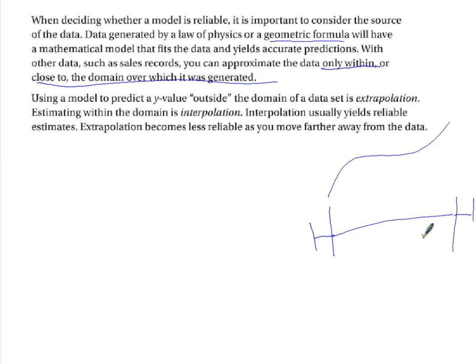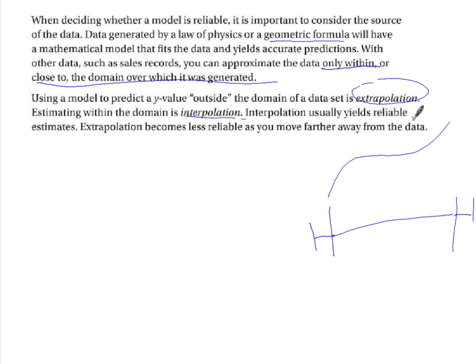So using a model to predict a y value outside of the domain of a data set is called extrapolation. And like the prefix extra means outside of. Estimating within the domain is called interpolation. This is interpolation here. This is extrapolation. Anything beyond that is extrapolation, and I'd be pretty hesitant to call it certain.